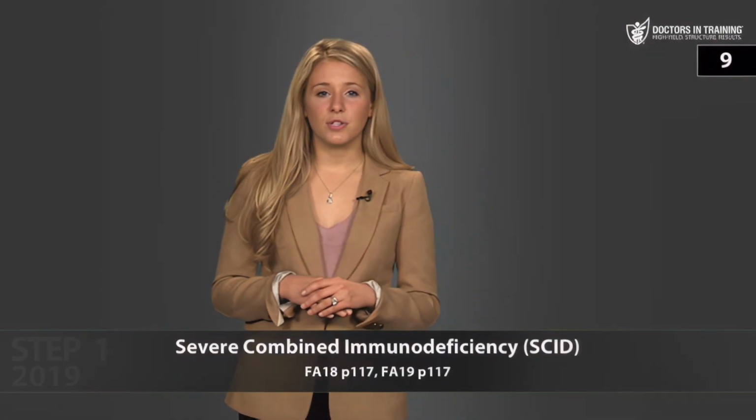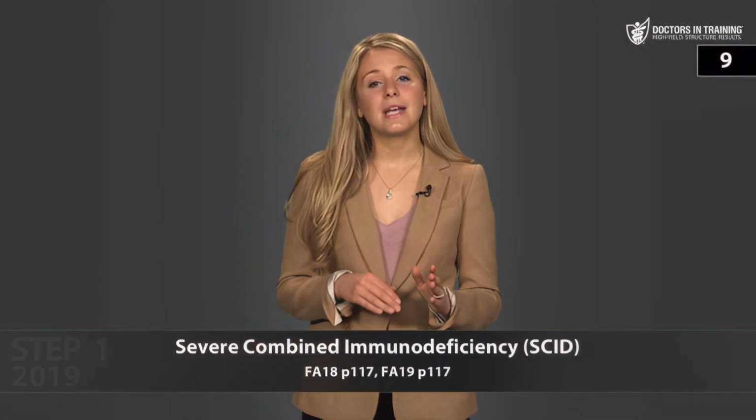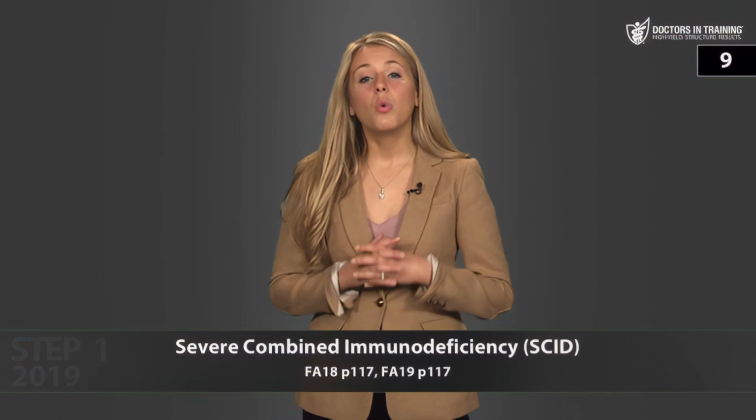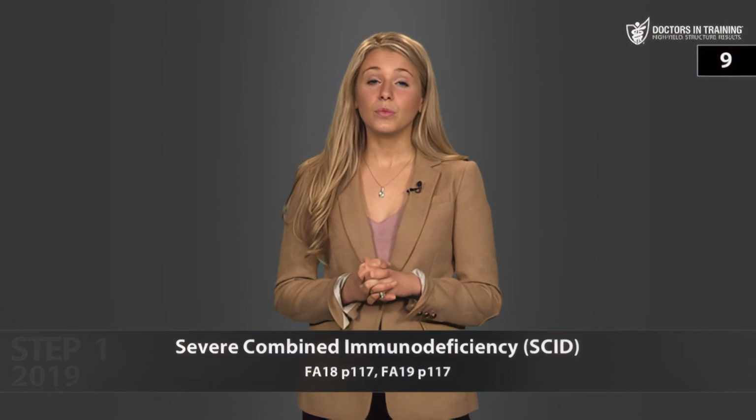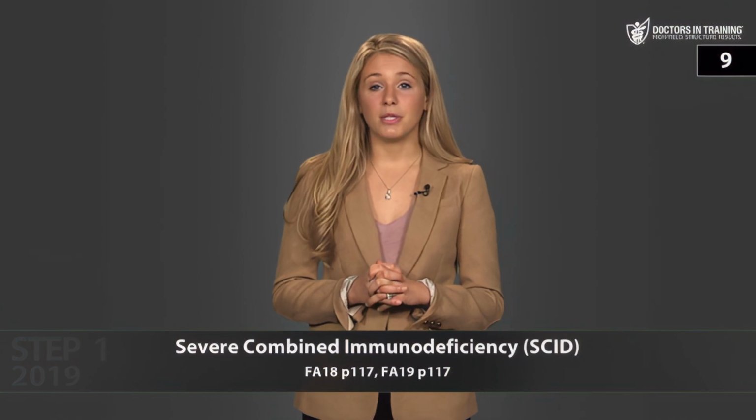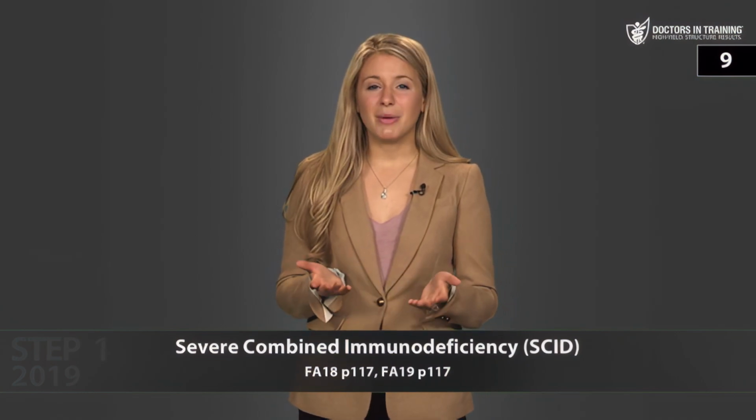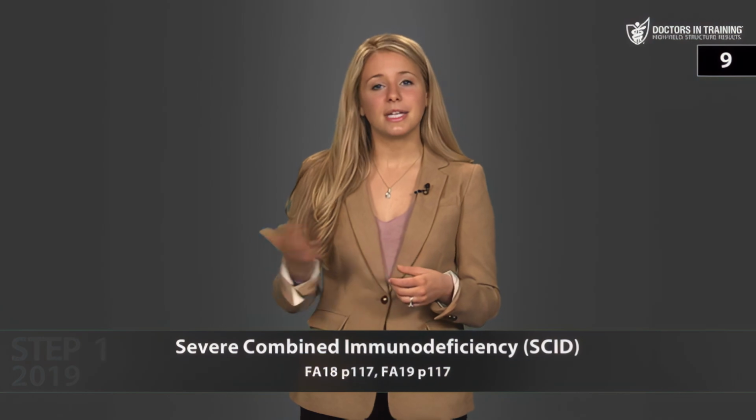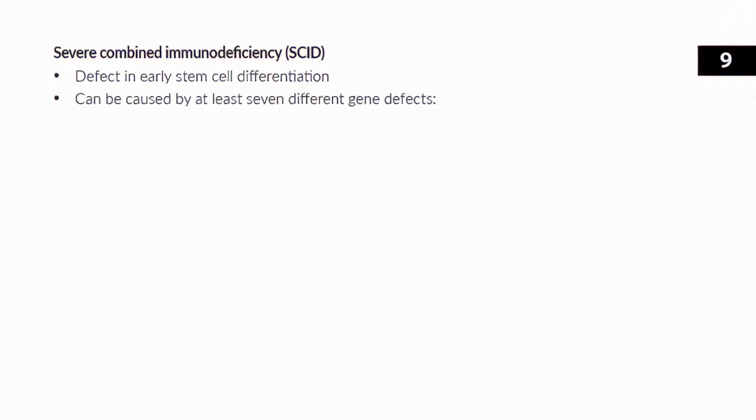Let's discuss immunodeficiency disorders that affect both B cells and T cells. One important one is called SCID, or severe combined immunodeficiency. That should give you a hint that it's combined B cell and T cell deficiency. It's caused by a defect in early stem cell differentiation, and there are at least 7 different gene defects that can lead to this.